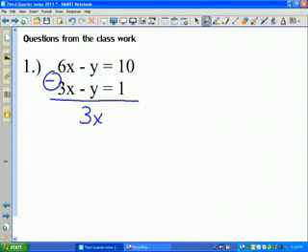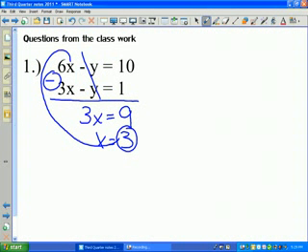So now I have 6x minus 3x. That gives me a 3x. And 3x equals, because my y's are going to cancel out, 10 minus 1, which gives me a 9. So a 3x equals 9. That means x equals 3. We're going to take that 3 and we're going to substitute it for x in one of those equations.